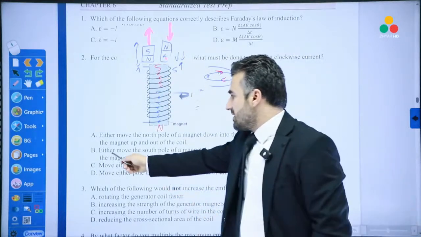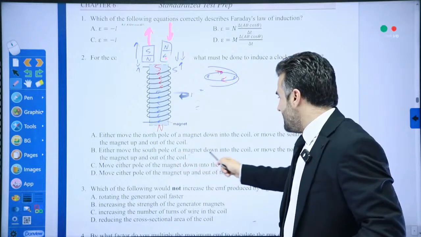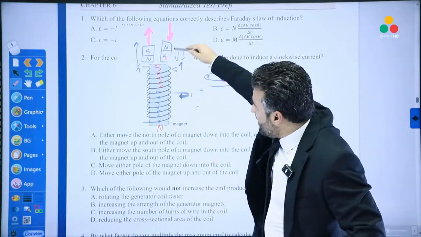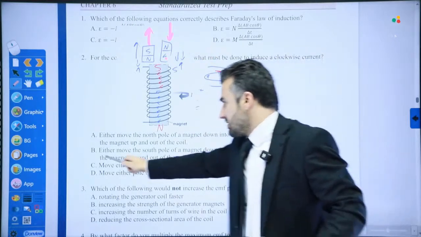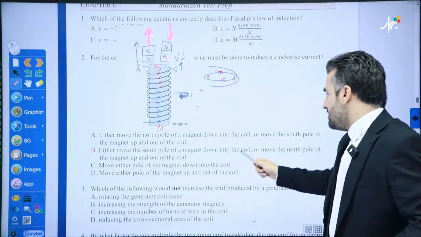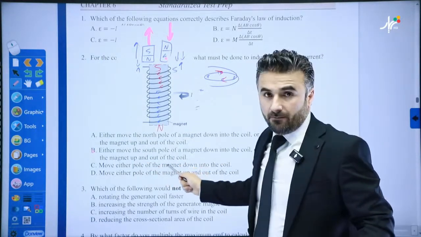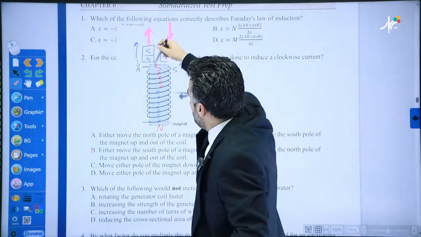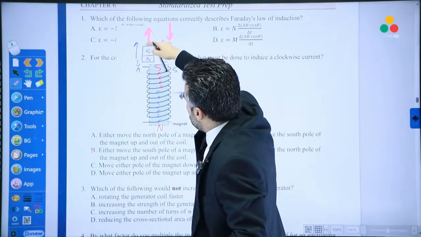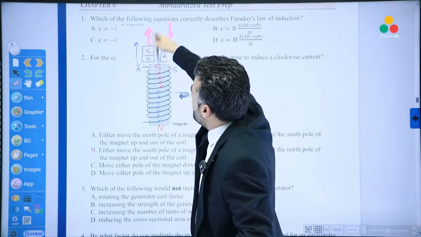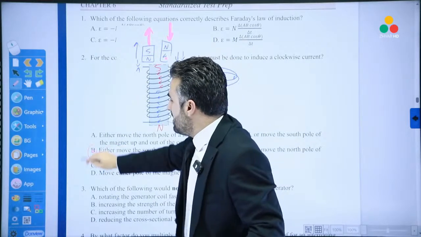Okay, what about this one here? It says either move the south pole of a magnet down into the coil, or move the north pole of the magnet up and out of the coil. All right, this part is good so far. So let's say we move this north pole up and out of the coil here. That is also true. So we can say this is correct.